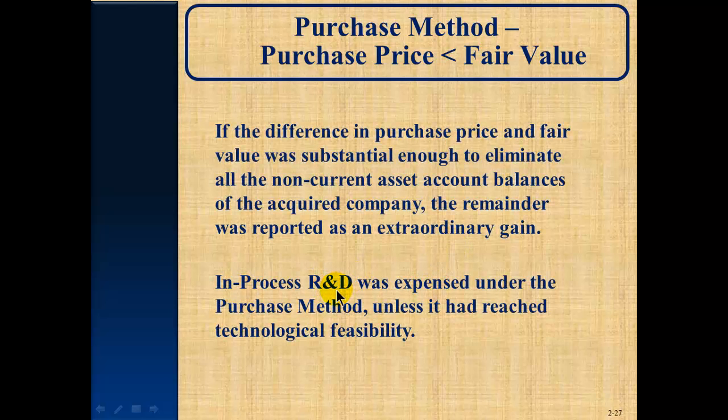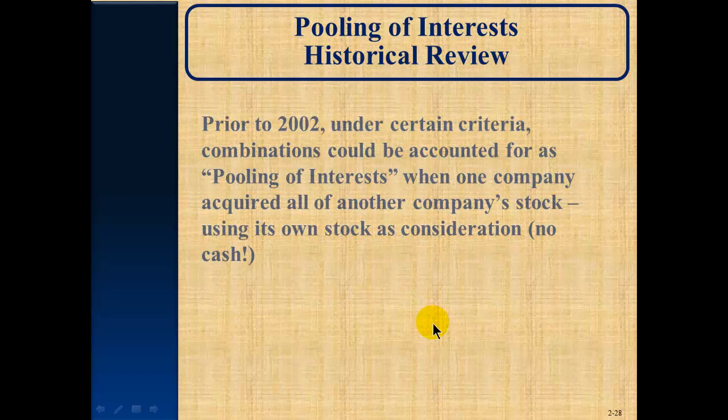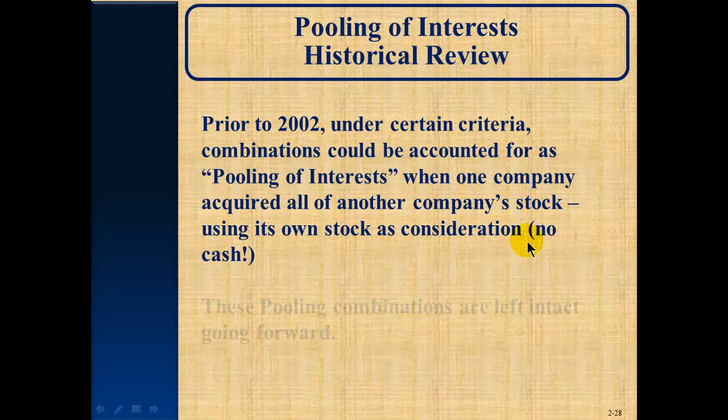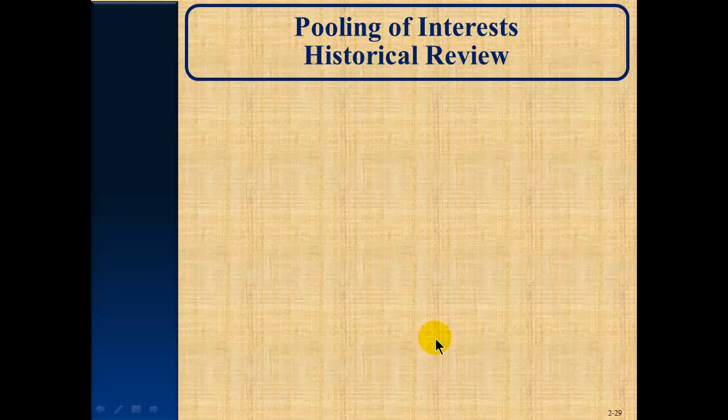In-process R&D, this is another key difference. You used to expense that every time under purchase accounting, and now under acquisition accounting, the acquisition method, you're okay to recognize in-process R&D as an asset. So that's one of the key differences. And again, the pooling of interest was where you're giving up nothing but stock. There's no other cash. Okay. And then you leave the combination intact going forward, and it's a book value basis. So just know that it was book value, not fair value basis.